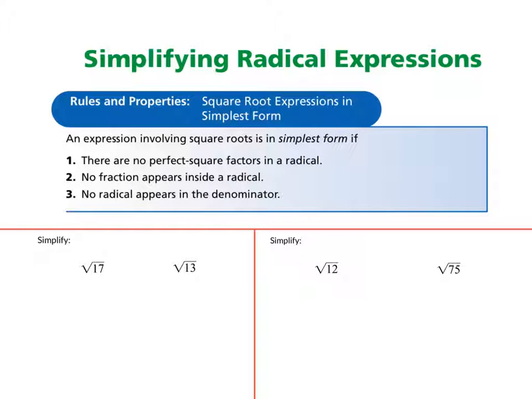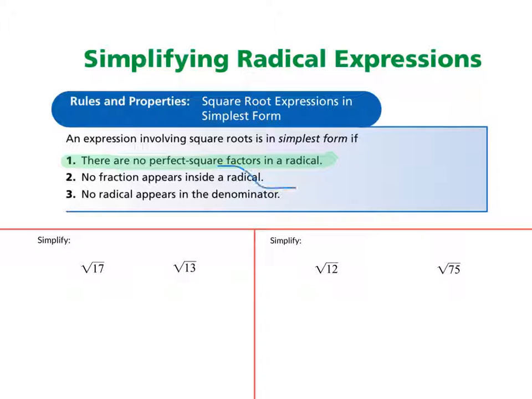To get a square root down to its simplest form, there are three rules we're trying to follow. An expression involving square roots is in simplest form if there are no perfect square factors in a radical, no fractions appear inside the radical, and no radical appears in the denominator. I'm going to go through some examples that in particular make sure this first condition is met: there are no perfect square factors underneath the radical.